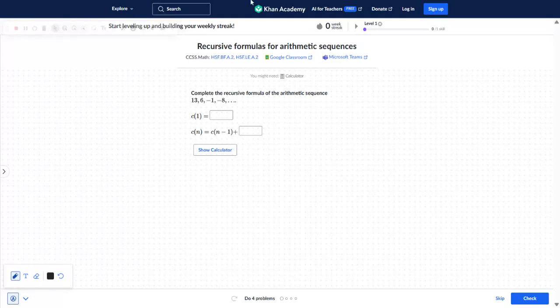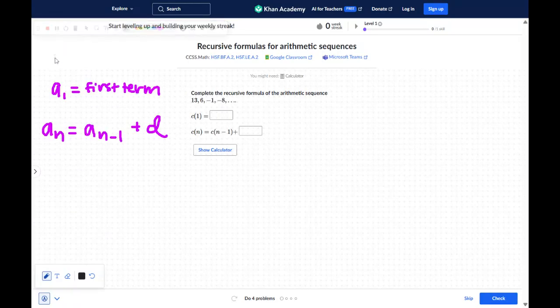All right, give me a moment. Let me draw up an update from our notes from class. All right, so these are our notes for recursive formula. So we're familiar with A sub 1, meaning the very first term in our sequence.